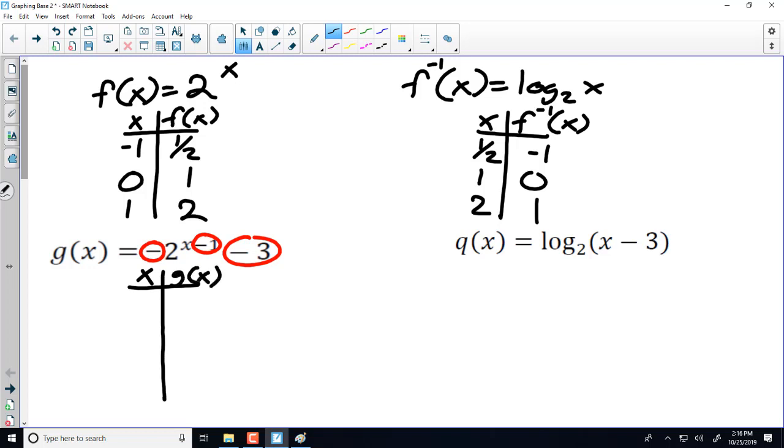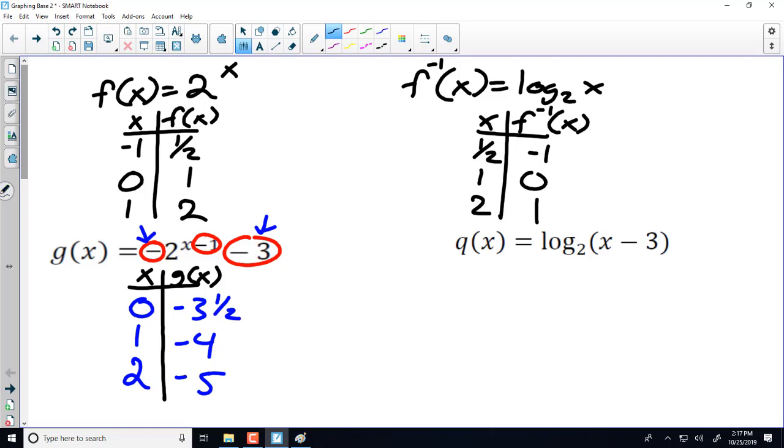So the first thing I'm going to do is add 1 to every x value. That's going to be 0, 1, 2. Then, because of this minus sign here and this -3 here, I change all the y values to negatives and then subtract another 3. So if you change 1/2 to a negative and then subtract 3, you get -3.5. If you change 1 to a negative and then subtract 3, you get -4. And if you change 2 to a negative, you get -2, subtract 3, you get -5. And those will be the points that I plot to get my new graph.